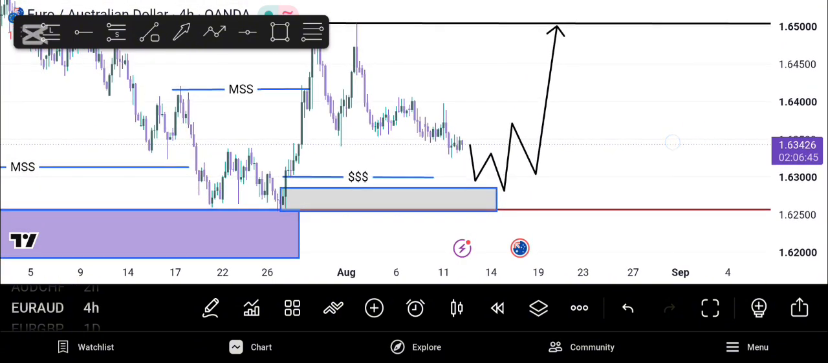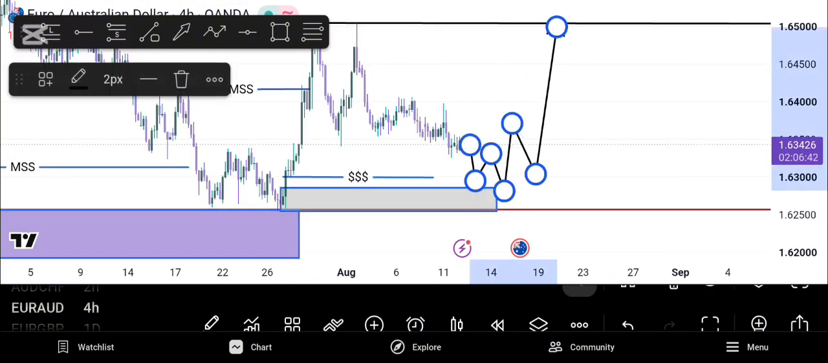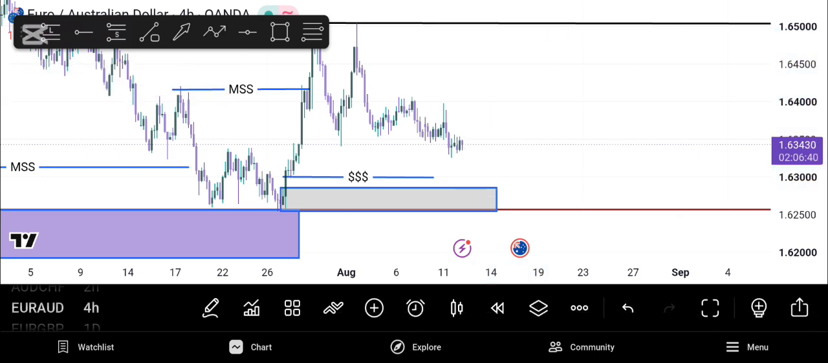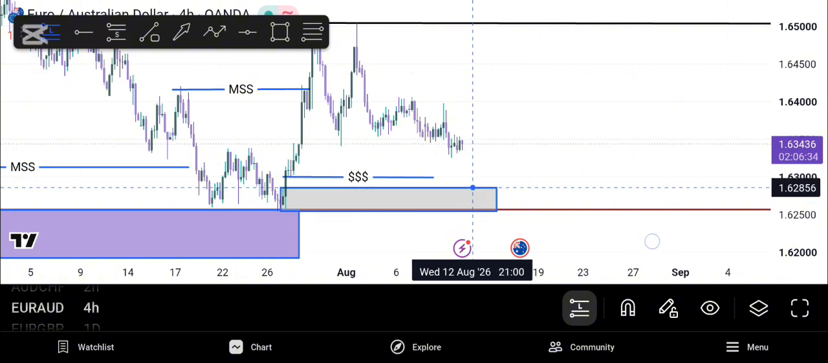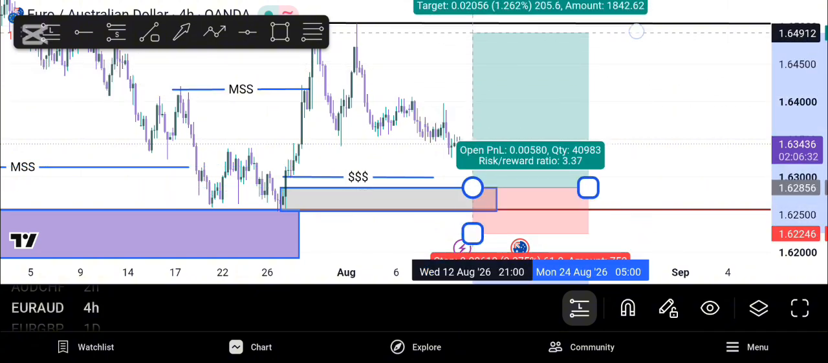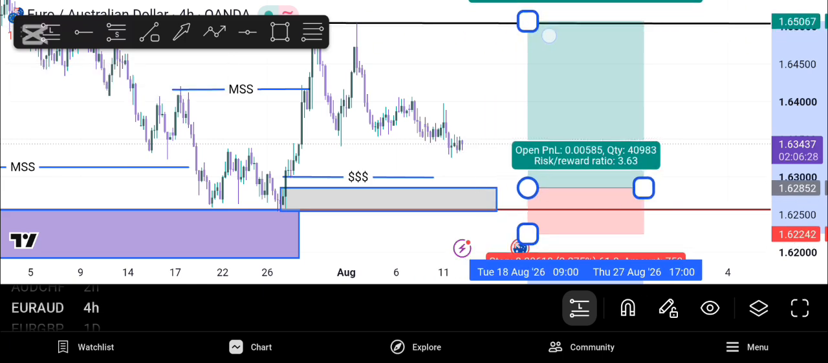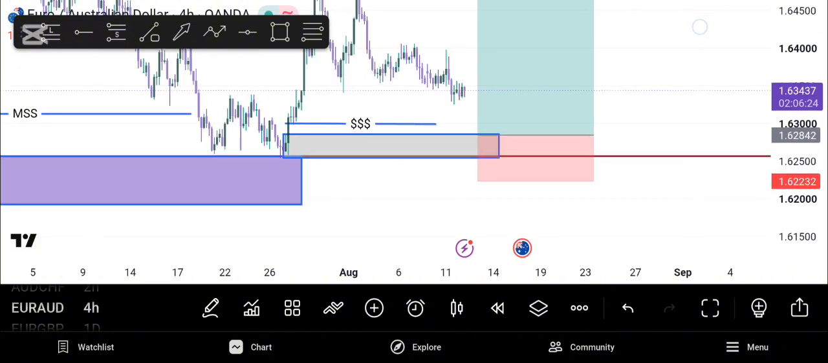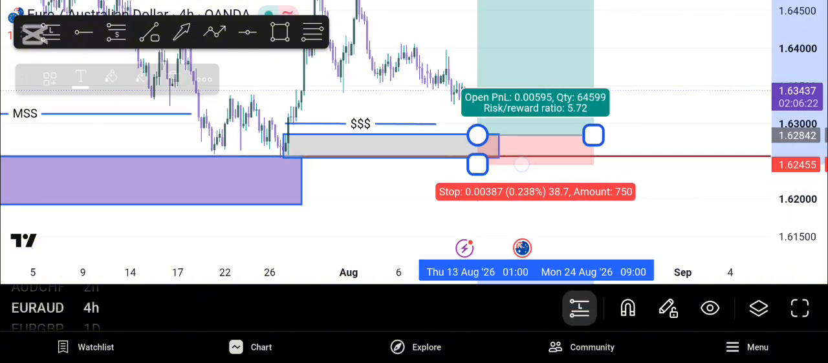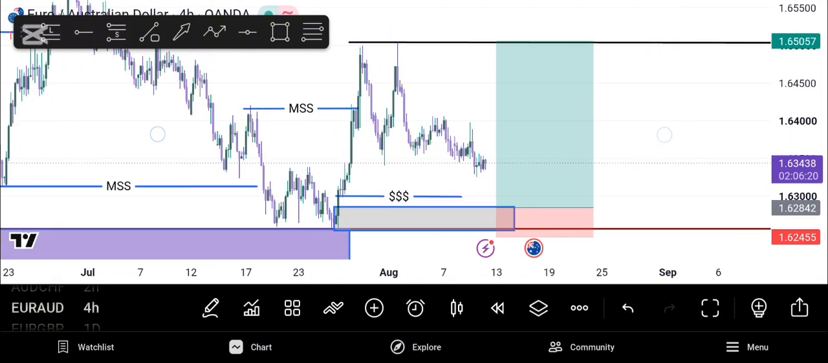That's going to be my target on Euro AUD. For now, I'm just going to be waiting for price to play out on this trade. So yeah, this is my analysis on Euro AUD.